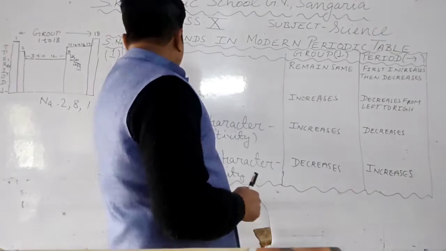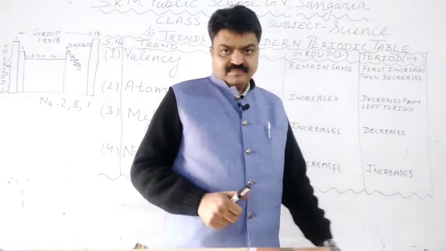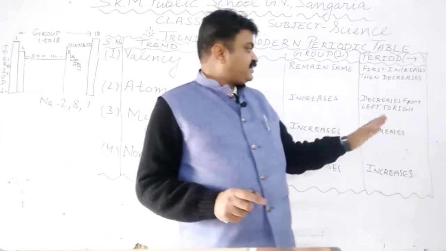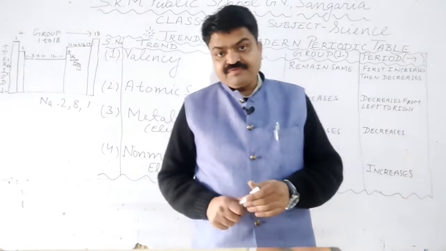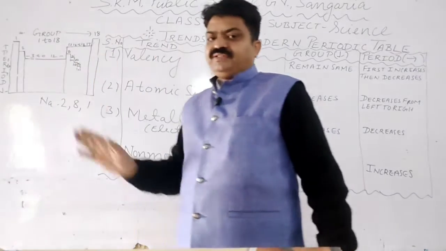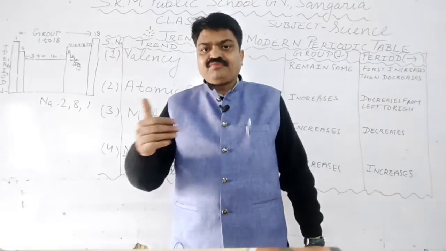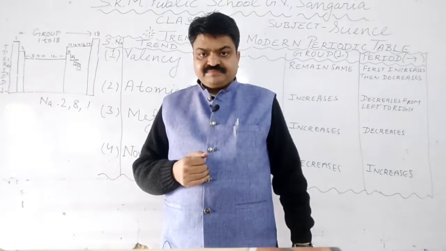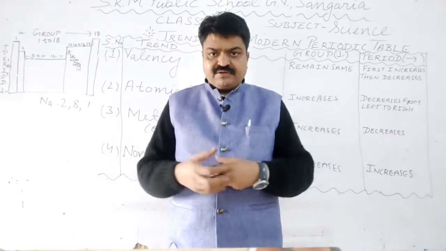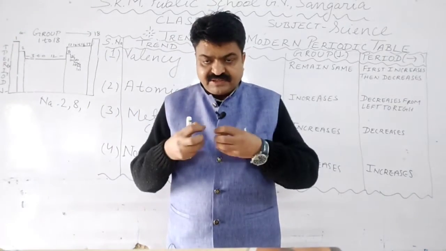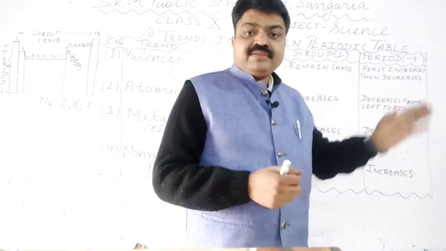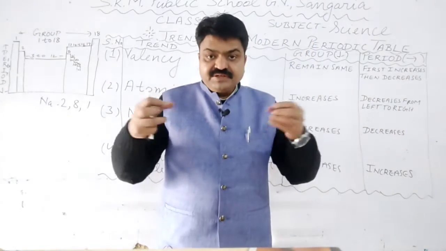Like this, their atomic size decreases, student. Why does it decrease? From left to right, it decreases. Why? Because the number of electrons increases, and due to that the nuclear charge increases, and due to that nuclear charge the force of attraction increases. Due to the increasing force of attraction, the atomic size decreases, student.